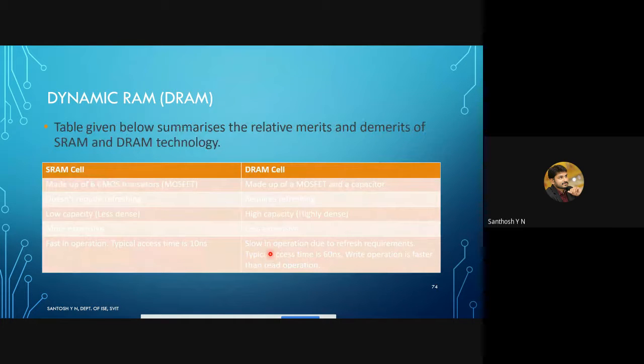So now we will discuss the comparison between the SRAM and the DRAM. SRAM is made up of 6 transistors, and the DRAM is made up of a single transistor and a capacitor. SRAM does not require refreshing, but here the refreshing circuits are very much essential. And again, it is low capacity. Right, and DRAM is high capacity. SRAM is more expensive because obviously we are making use of 6 CMOS transistors, but here we are using a single MOSFET transistor, so therefore DRAM is less expensive. SRAM is fast in operation. So SRAM works faster when compared to the DRAM.